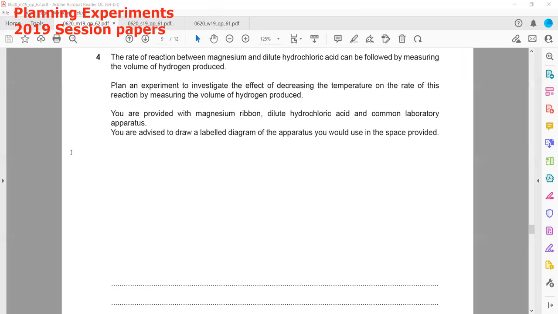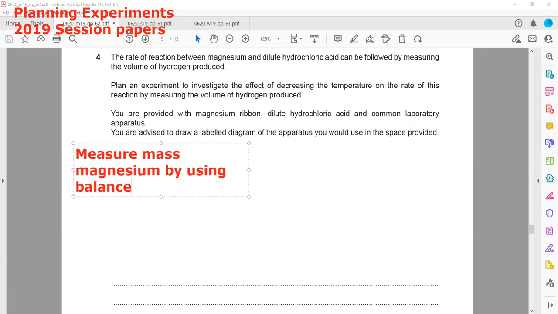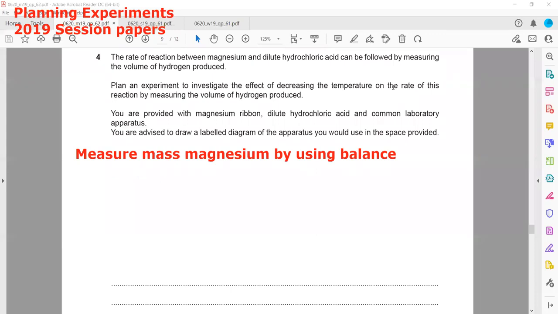So the steps to carry out this experiment: for example, we'll take 2 grams, or measure the mass of magnesium by using a balance. Whenever you mention any physical quantity, you should also mention the apparatus used to measure that physical quantity. So we'll measure the mass of magnesium by balance.